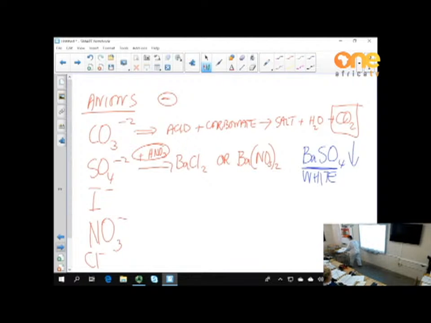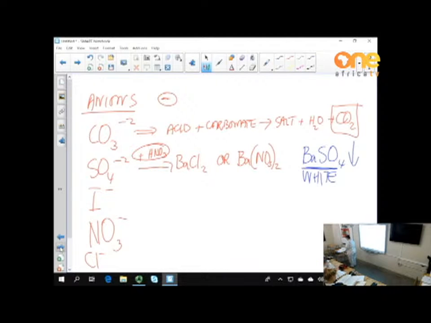In your textbooks, they say add 2 drops of dilute hydrochloric acid, followed by 2 drops of barium chloride. You will get a white precipitate. It doesn't really matter.